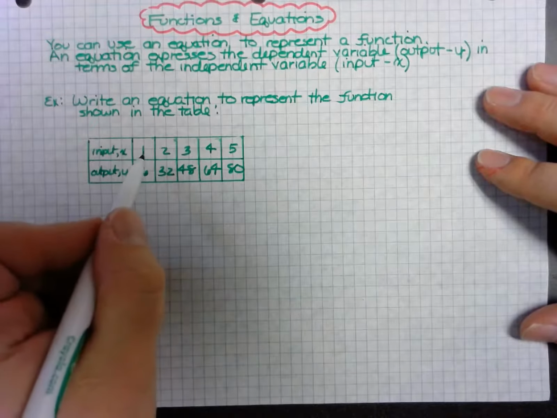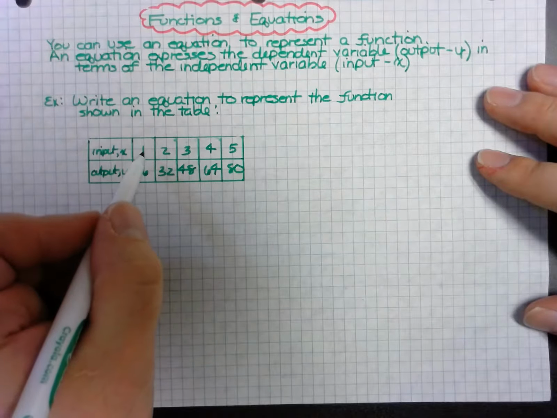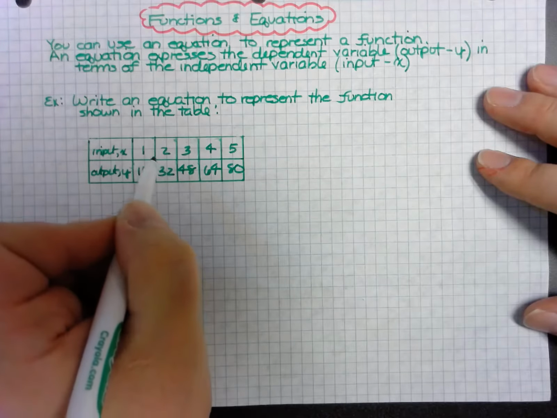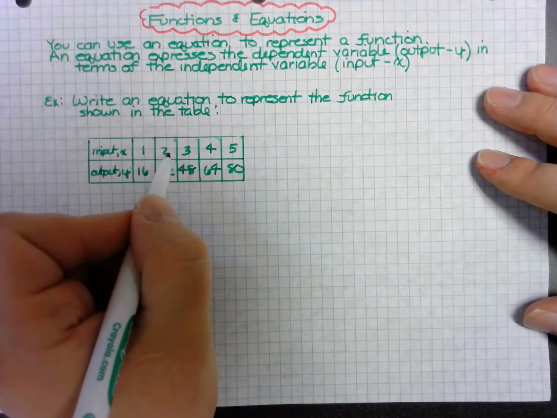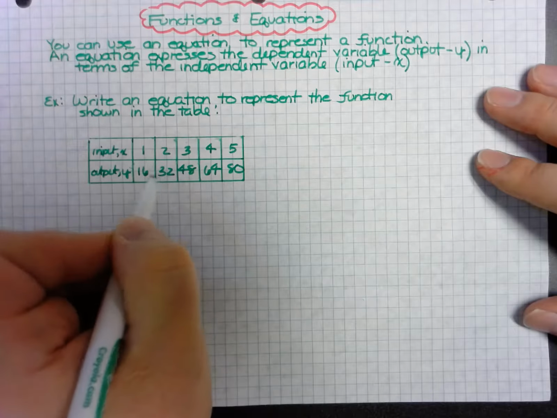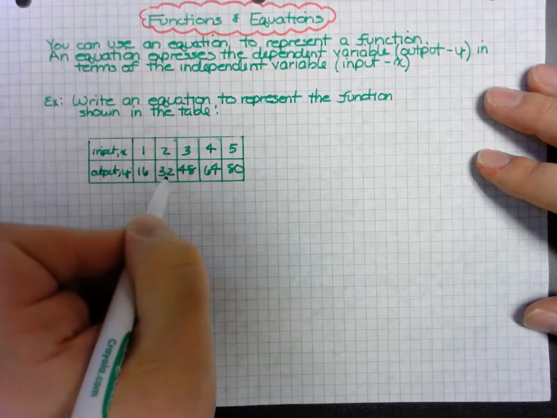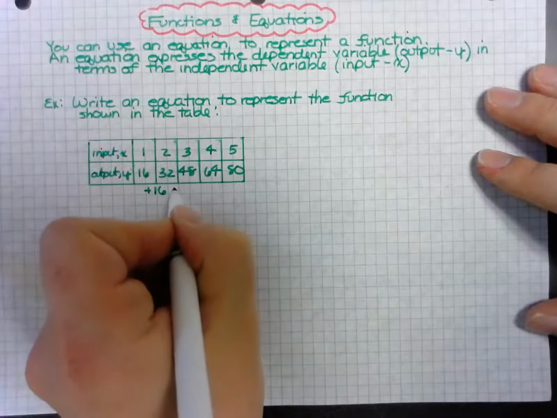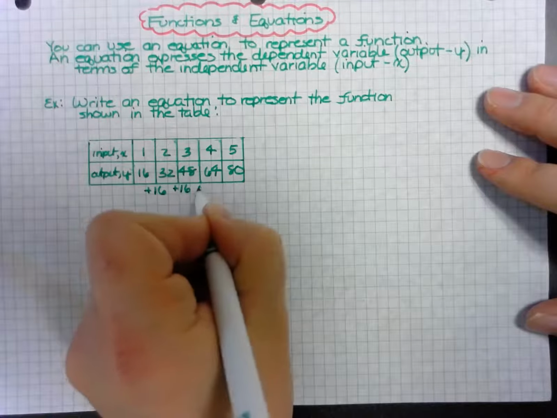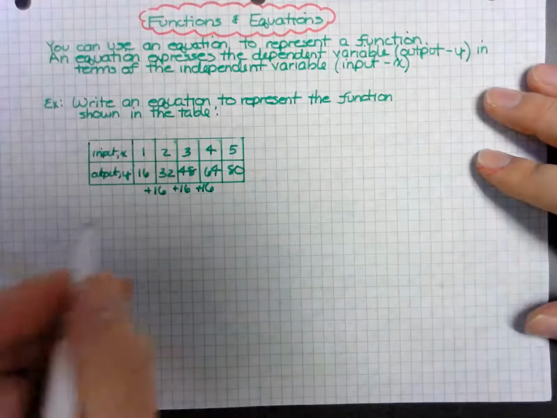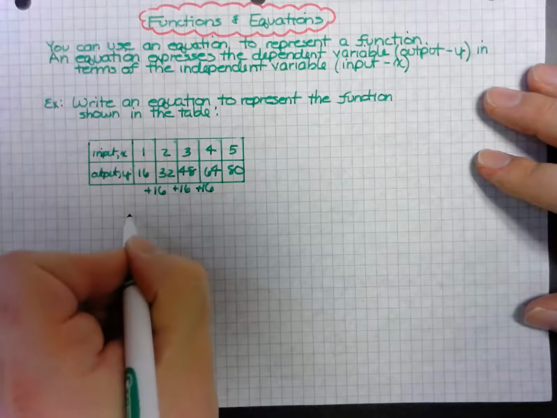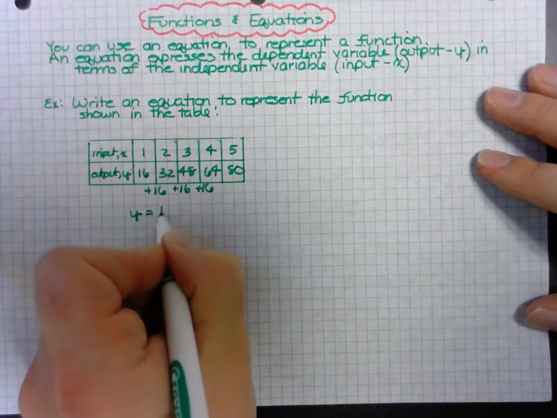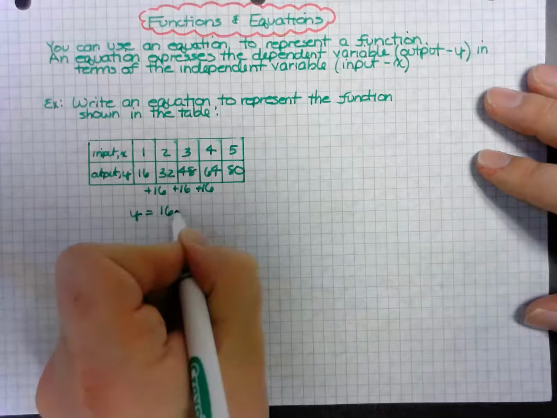Well, if I think about this, if I go for the input 1 gives me 16, if I go to 2, it has just doubled from 16 to 32. So it looks like I've added 16 each time. And so therefore, my output is equal to 16 times what my input is.